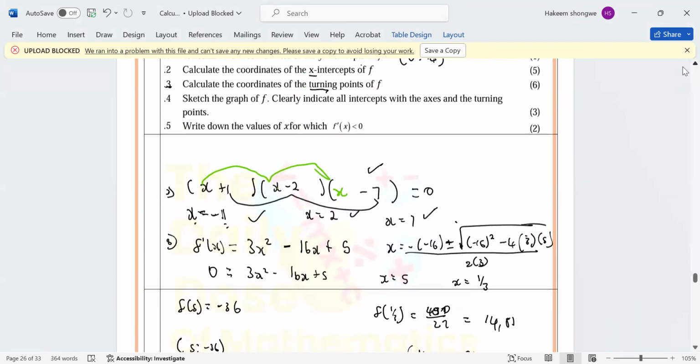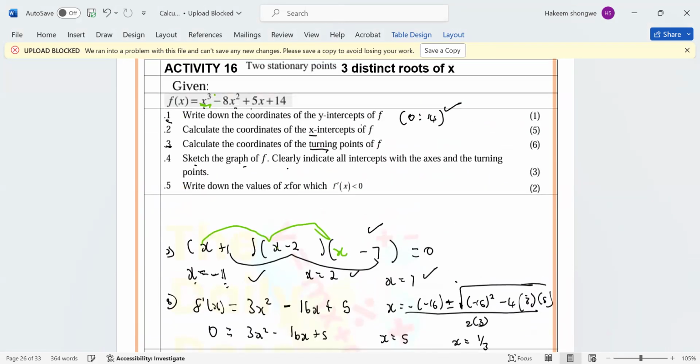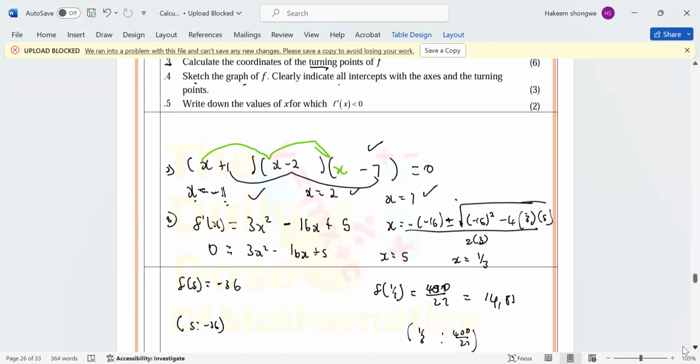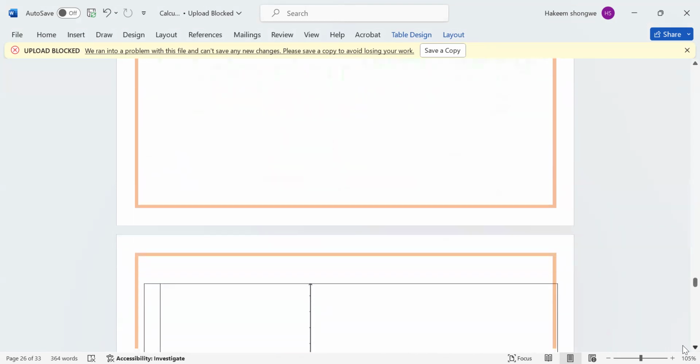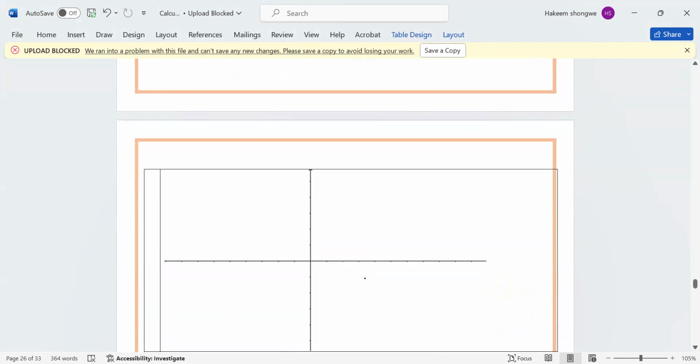It says we should sketch the graph, clearly indicating all intercepts with the x-axis and the turning point. They didn't say we should show the point of inflection, but we should show it. What is the smallest x value that we can have? What is the biggest x value that you can have? This will guide us on how our scale should be.